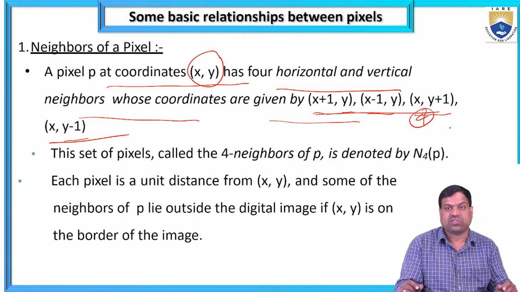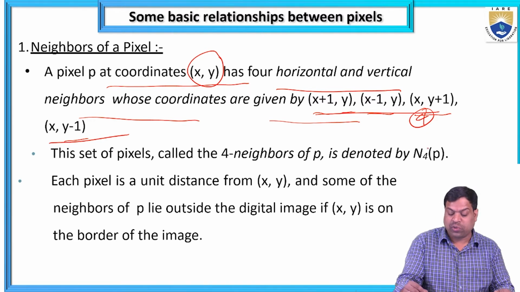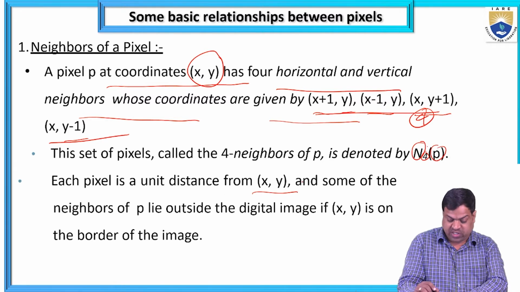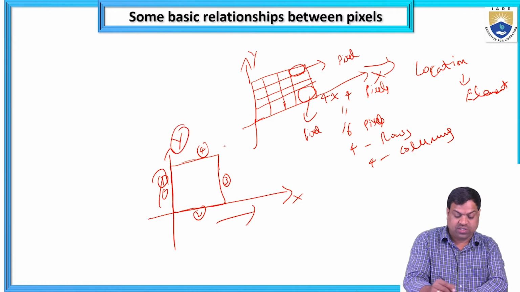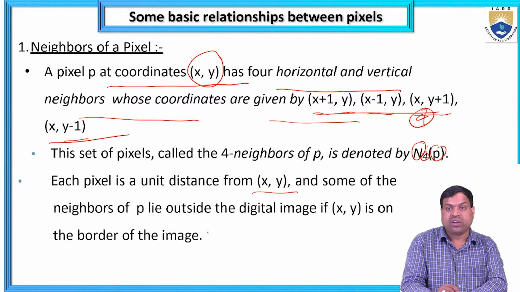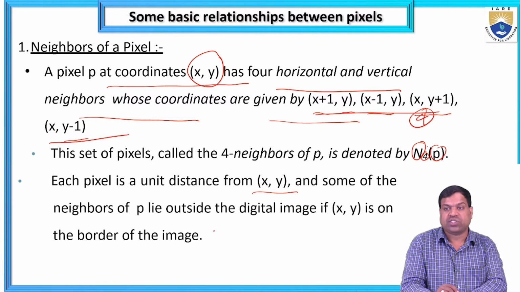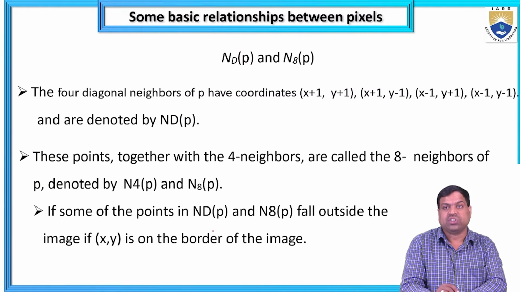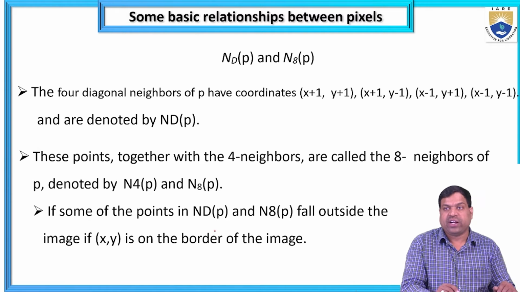The set of pixels called the 4 neighbors of p is denoted by N4 of p. Each pixel is a unit distance from x, y, where x, y are the coordinates. Some of the neighbors of p lie outside the digital image if x, y is on the border of the image. So there are also ND of p and N8 of p.